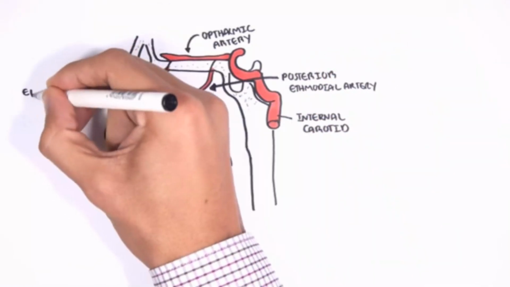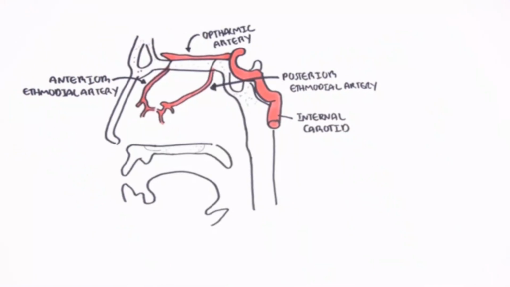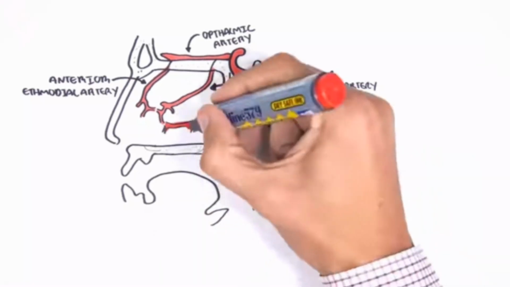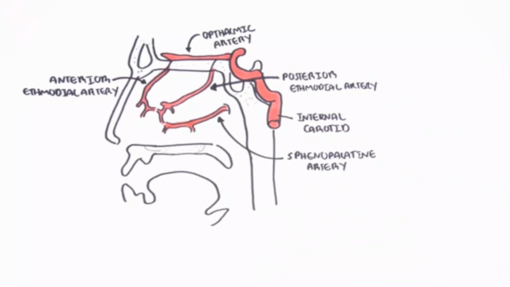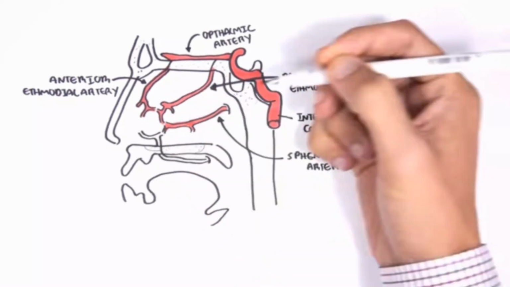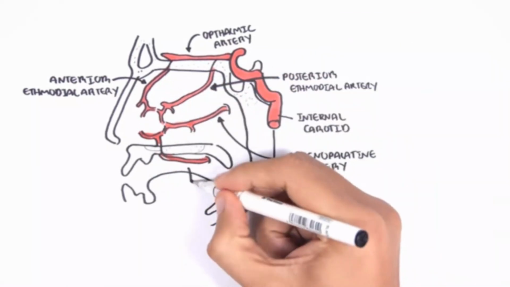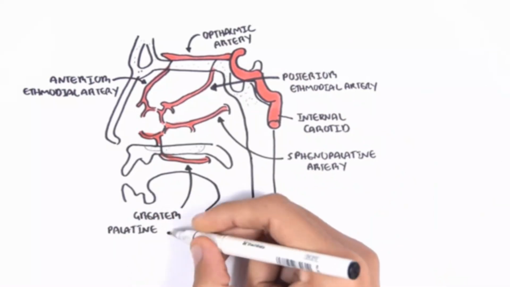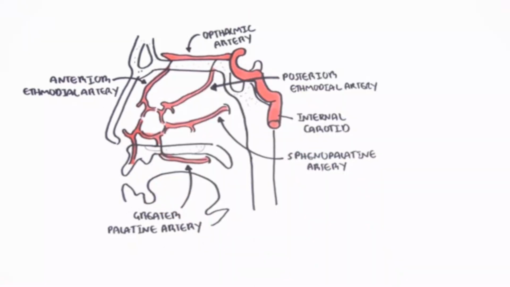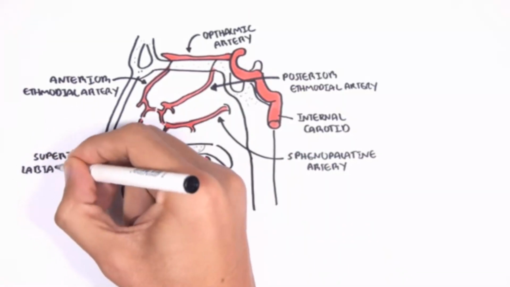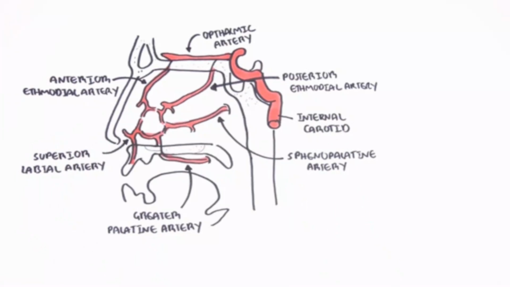The anterior and posterior ethmoidal arteries sort of meet at a section within the nasal cavity and supply blood to this area. The sphenopalatine artery is a branch of the maxillary artery and also connects to this area here. The greater palatine artery is also another branch, a ventral branch of the maxillary artery. Finally, the superior labial artery is a branch of the facial artery and also converges somewhat to the same area.